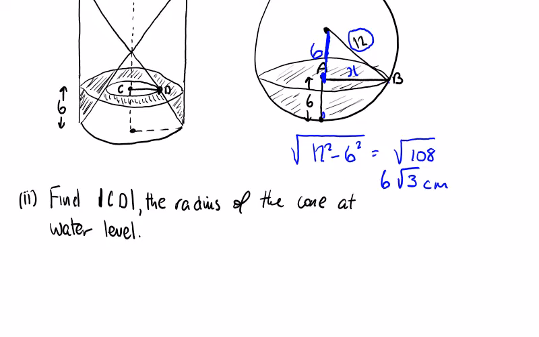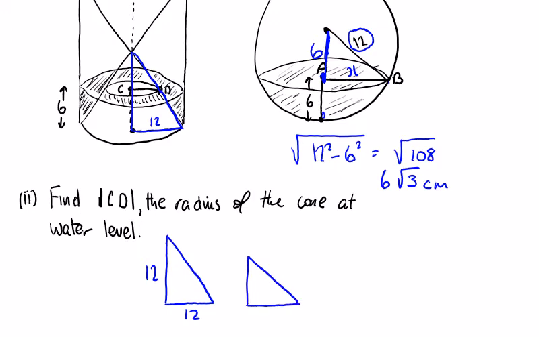Part 2, you're asked to find CD, the radius of the cone at water level. So if we look at this triangle here that I'm going to draw over in blue, we can see that we have two similar triangles here. So if I take the big one, we have a 12 down here. This is an r. We also have a 12 along the side. And if I take the smaller one, we're looking for this side here, CD, so we'll call this x. And we have this 6 here to help us. So that means that this is 6 because it's going to be 12 from here all the way up to here. So you can see here that x is actually going to be equal to 6.